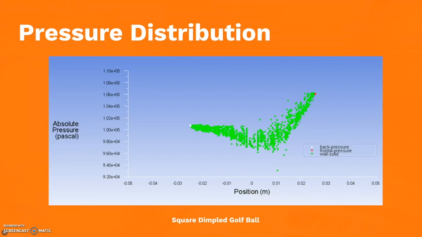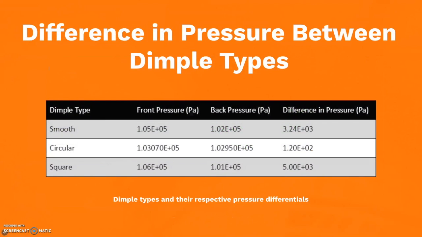The difference in pressure for the square dimpled golf ball is much greater than the other two designs. From this pressure table, we can see that the square dimples act to increase the drag force rather than decrease it. The factors covered previously also contribute to this conclusion, along with the fact that the pressure difference in the square design is significantly larger than both the other golf balls.